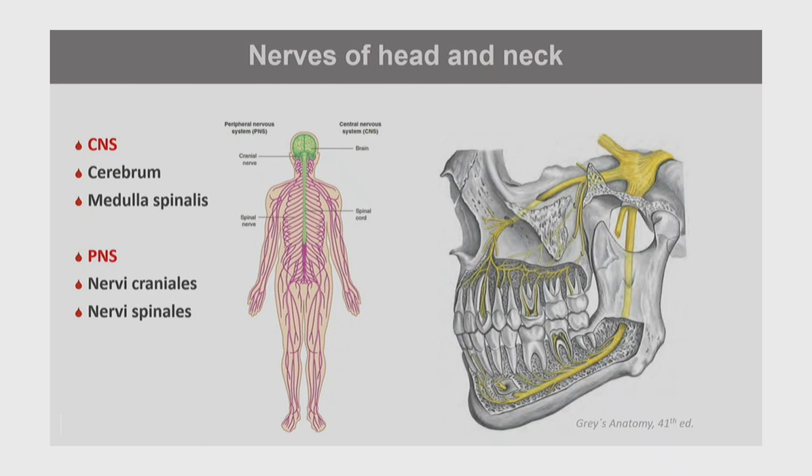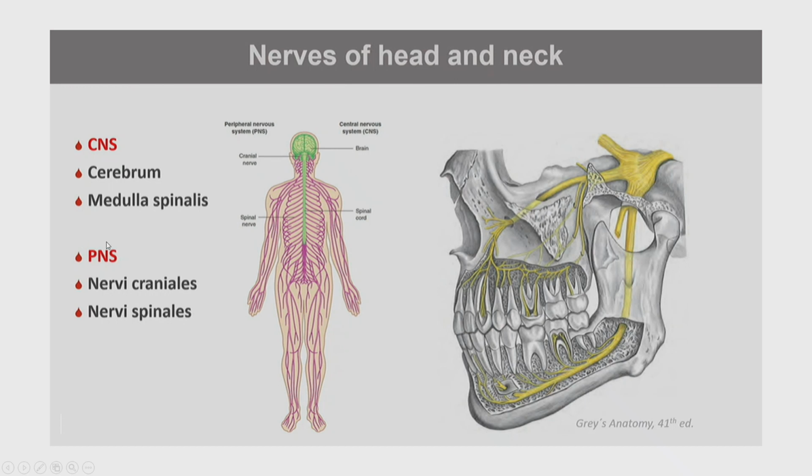This is a topic of the second semester, of course, but to have an idea about the nervous system, we classify it into the central nervous system, or CNS, and the peripheral nervous system, or PNS. The central nervous system is composed of two parts, the brain, or cerebrum, and the spinal cord, or medulla spinalis. These are the two main components of the central nervous system. Then, whatever is outside of this central nervous system is considered the peripheral nervous system.